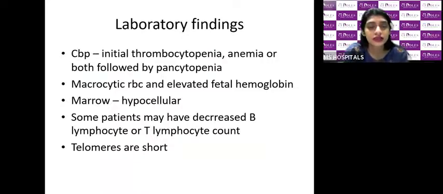Lab findings, in the CBC, there is initial thrombocytopenia, anemia, or both followed by pancytopenia, macrocytic RBC and elevated fetal hemoglobin, marrow hypocellular. Some patients may have decreased B lymphocytes or T lymphocytic count, and telomeres are short.